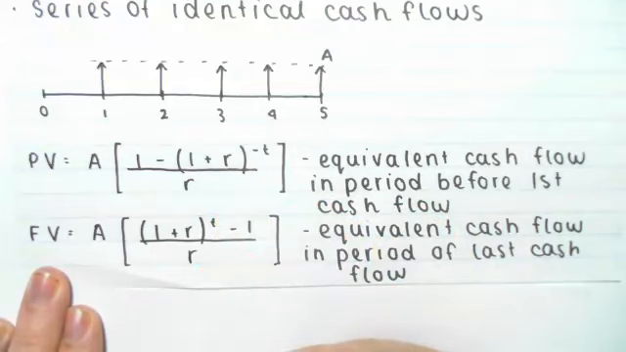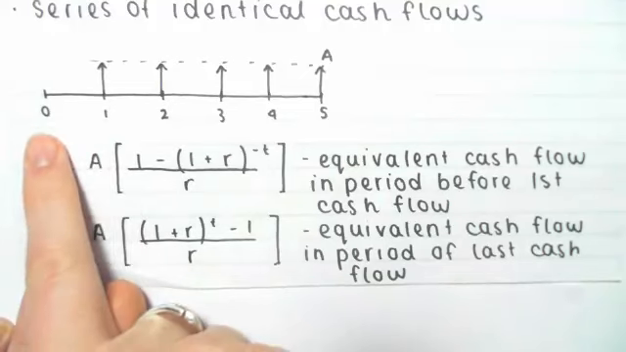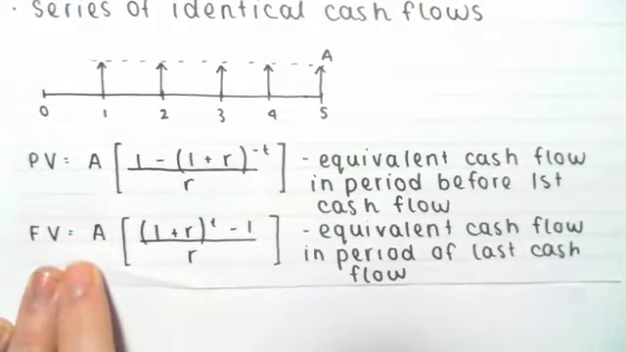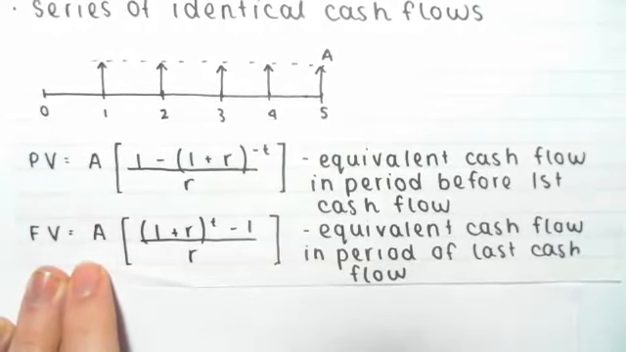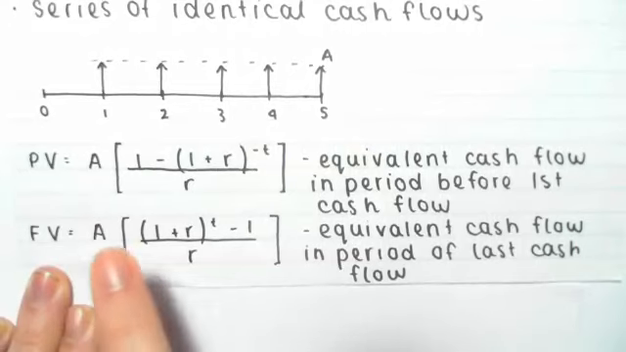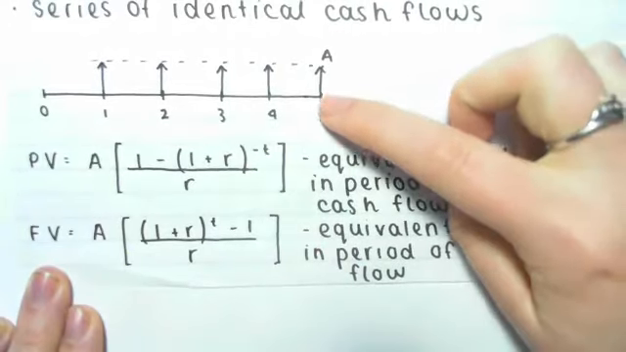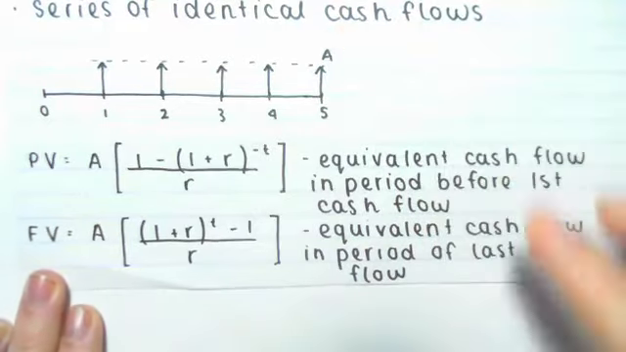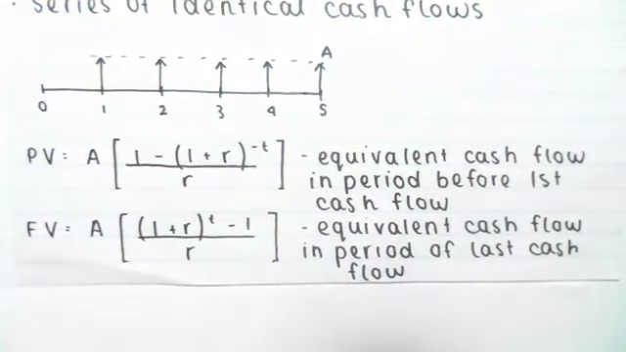Your present value will calculate the value of the annuity in the period before the first cash flow. So in the simplest form, it will calculate the present value in year 0. The future value will always calculate the value of the annuity in the year of the last cash flow, or the period of the last cash flow. So it'll calculate it, in this case, in period 5. That's an important thing to remember.